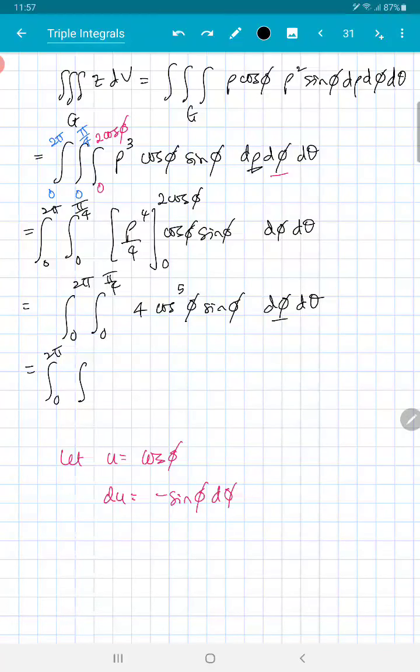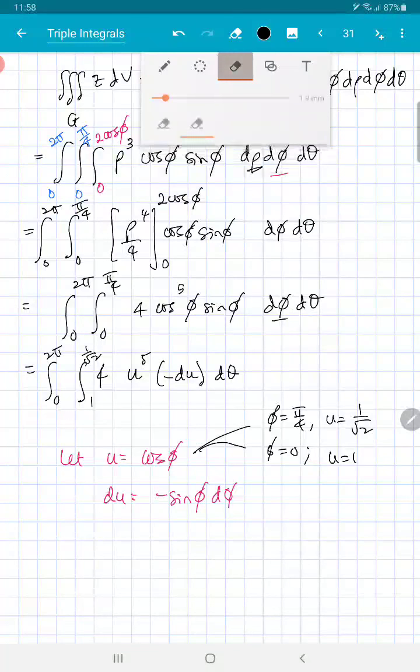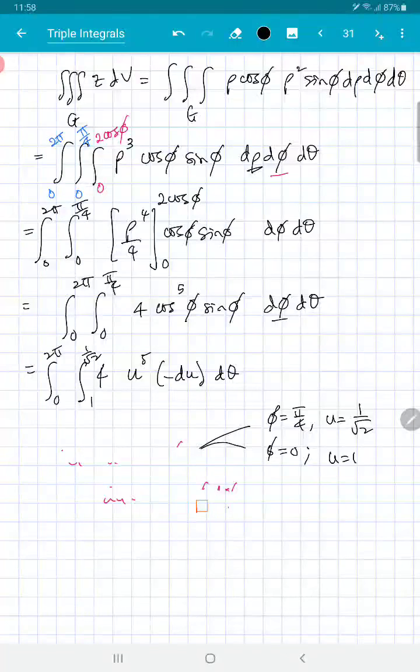Here you can see that the upper limit for phi is pi over 4. So when phi is pi over 4, u is going to be cos pi over 4, which is going to be 1 over square root of 2. So that's the upper limit for u. And the lower limit for phi is 0. So cos 0 is 1, so u is 1. So the lower limit for u is 1. Let's erase this because I need more room.